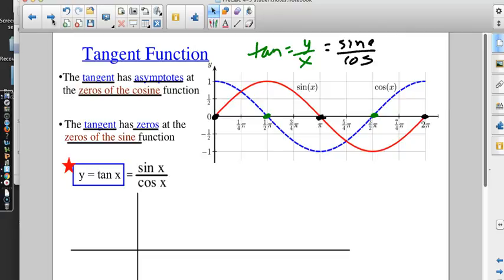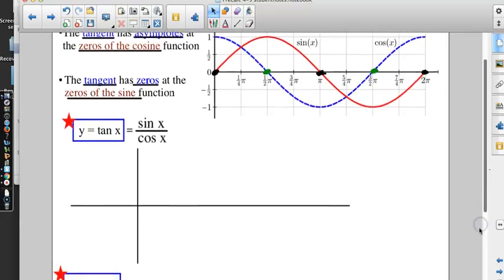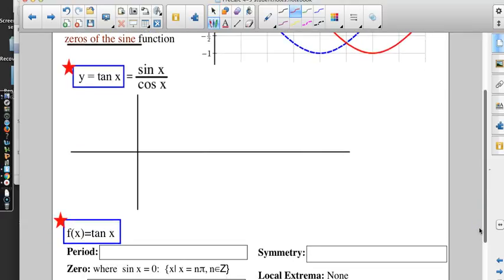Y equals the tangent of x is sine of x over cosine of x. And here's what we have to get used to: negative pi over 2 and a positive pi over 2 to locate our vertical asymptotes.